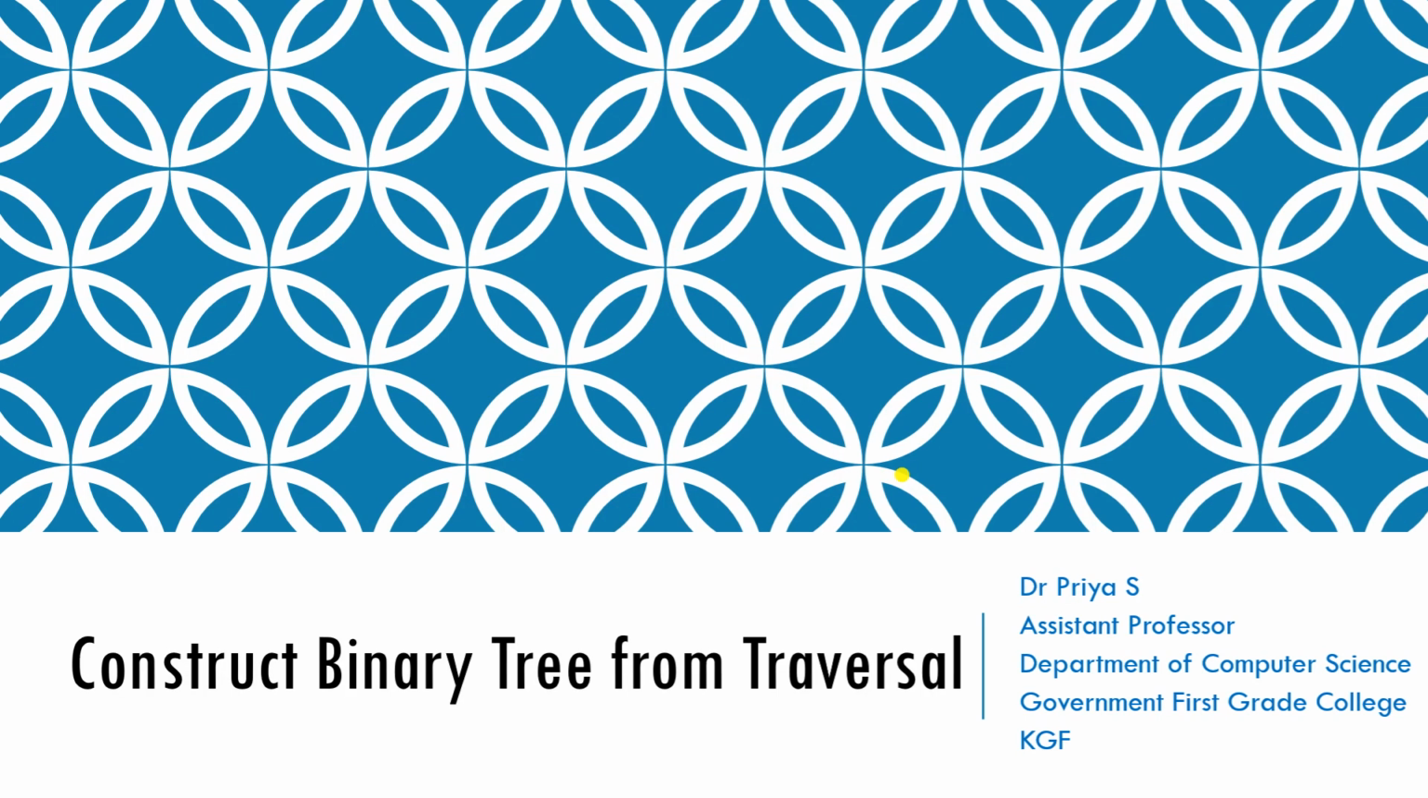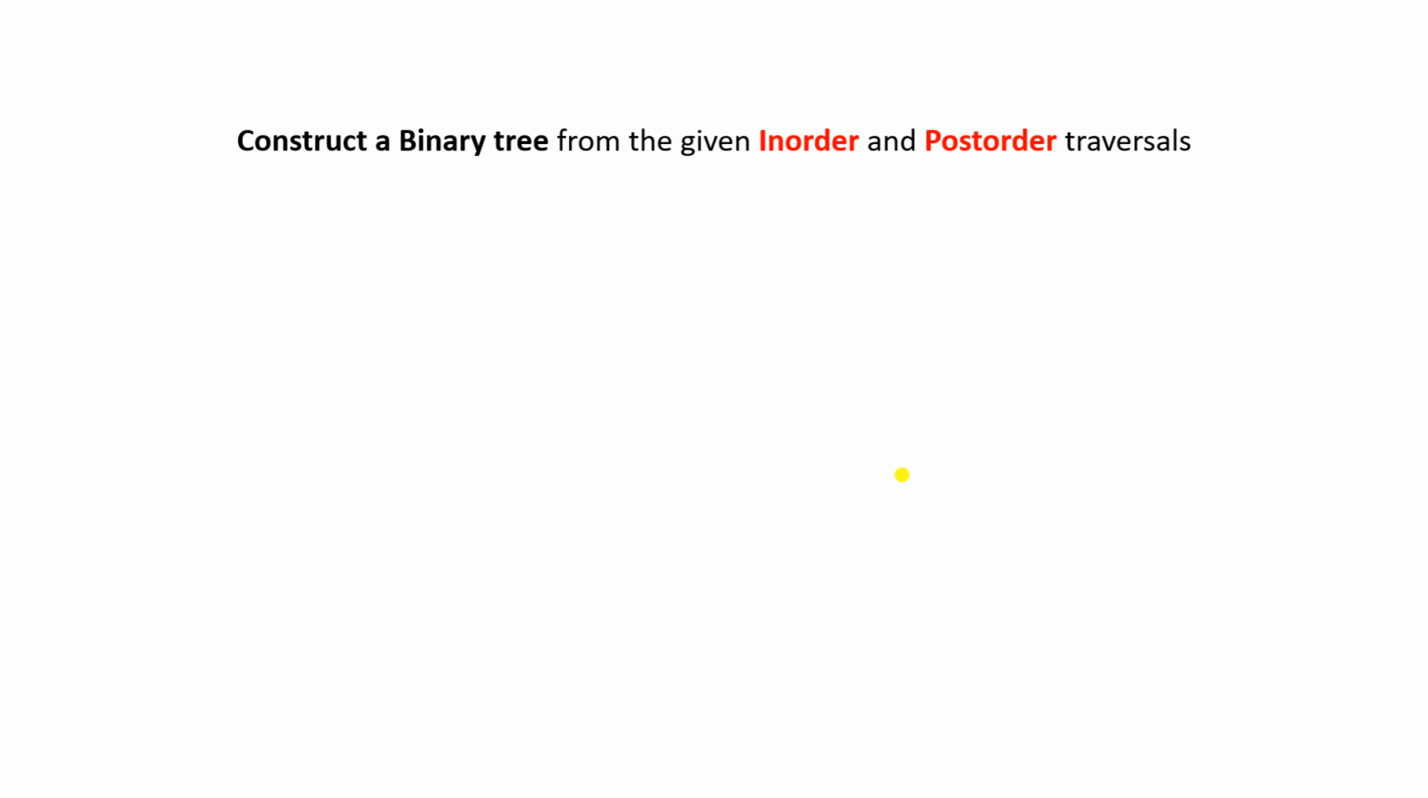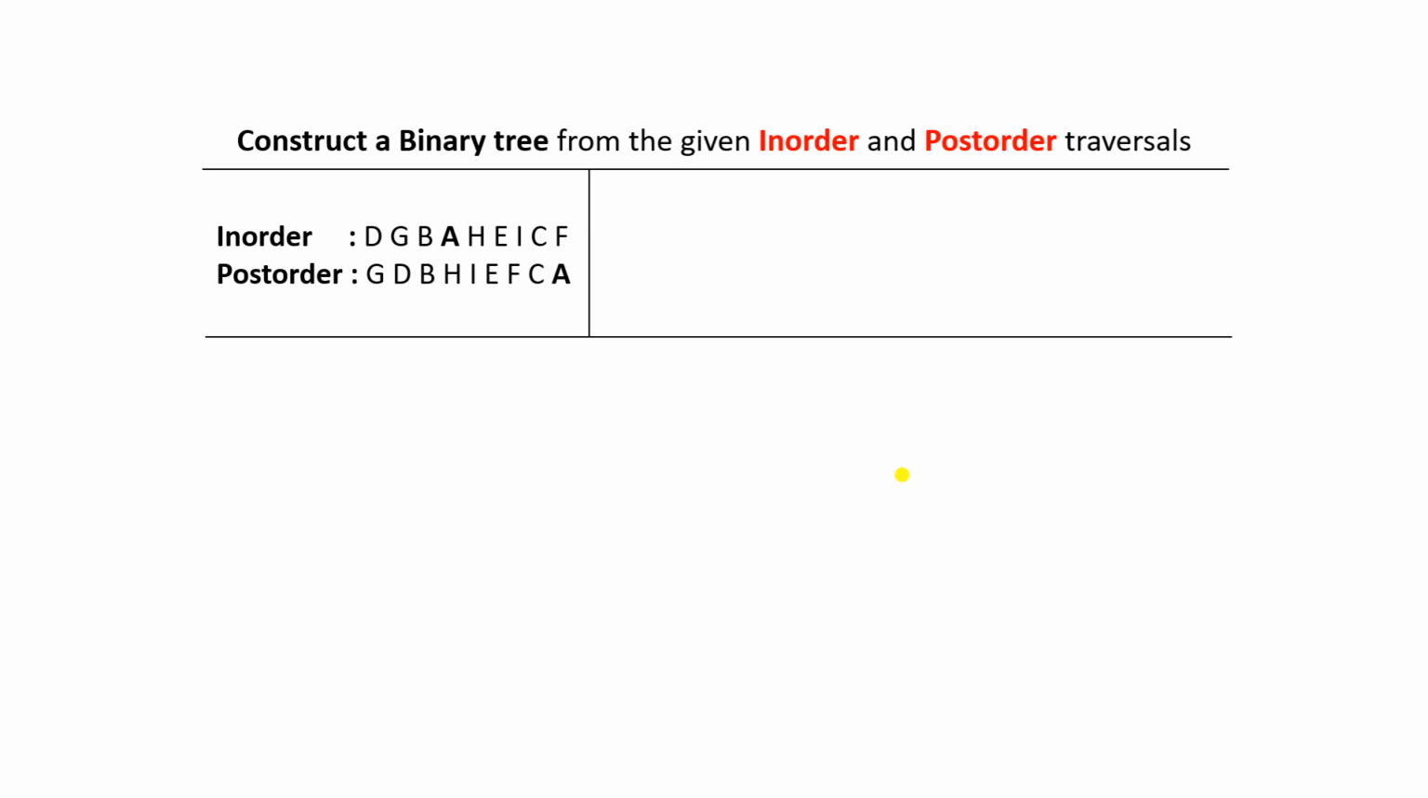Welcome to the session on how to construct a binary tree on the basis of tree traversal. So let us construct a binary tree given the in-order and post-order traversals. Here are the nodes for in-order and post-order, and in order to construct a binary tree we have to first remember two steps. The first step is to find the root node. So without the root you cannot construct a tree.